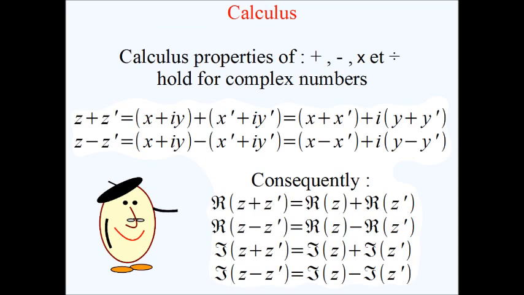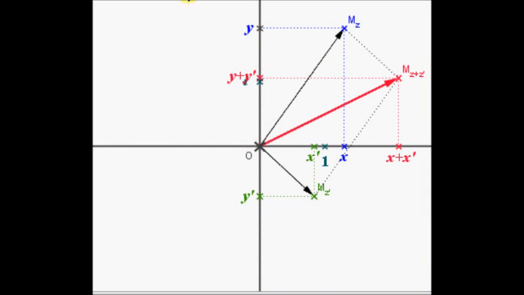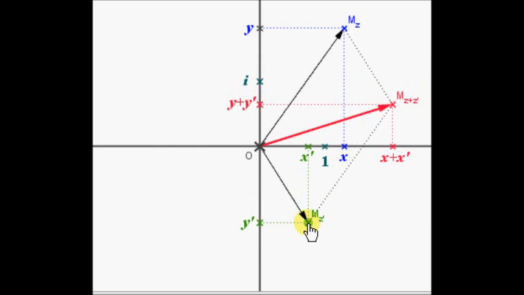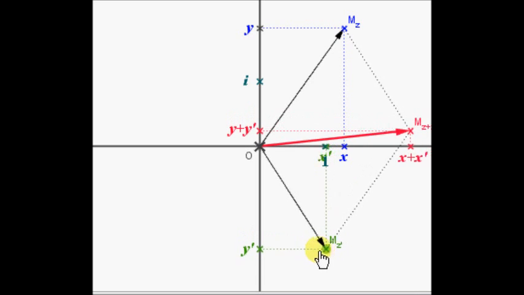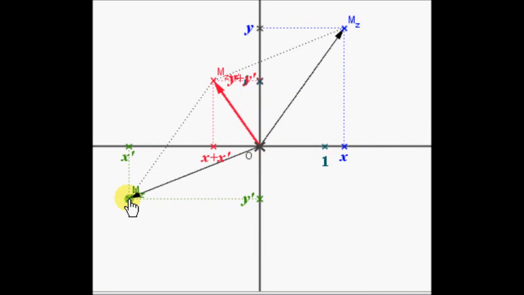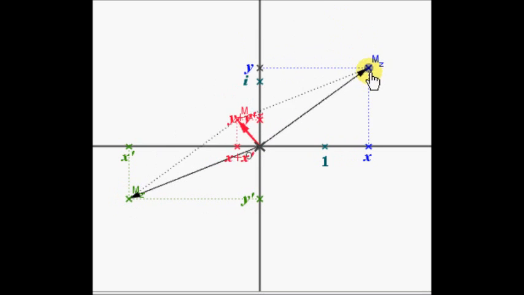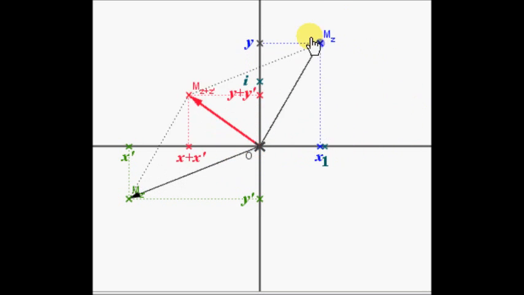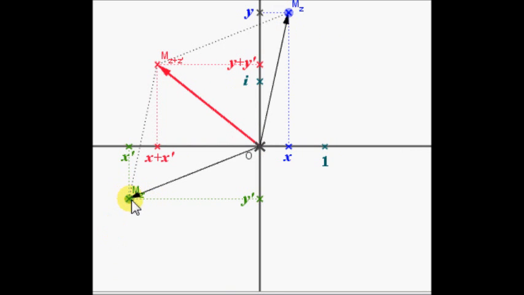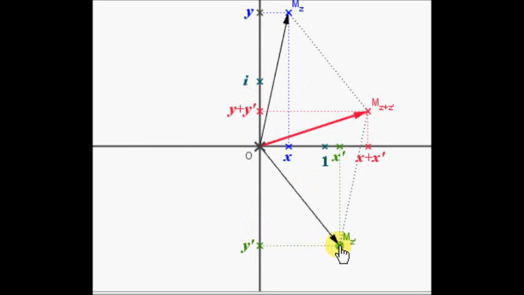For the operations, you can recall that C, the set of complex numbers, is a field, so all the operations have the good properties. Addition and subtraction are very easy. We add and subtract real and imaginary parts. You see it in this animation, and you see that the addition acts just like the addition of vectors. We add up the real parts and the imaginary parts.